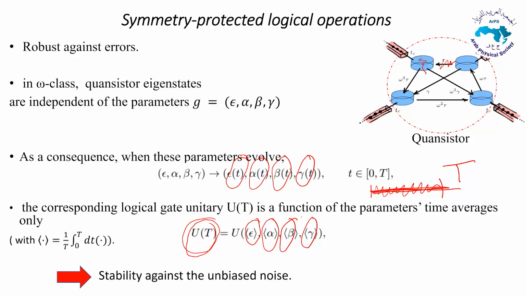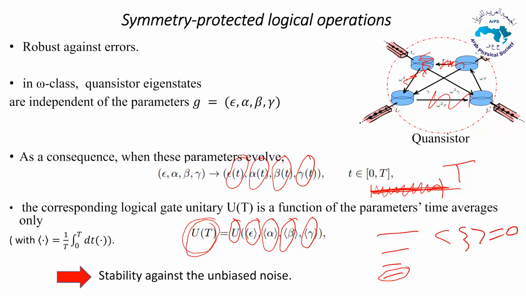Remember, the states of the system change their energy, but they don't change the eigenfunctions. That means the gate V or W will only depend on the average. That means whatever the fluctuation here doesn't affect the function of our universal gate. We have stability against unbiased noise. Unbiased noise means that the noise here has an average of 0. That's what we call unbiased noise.